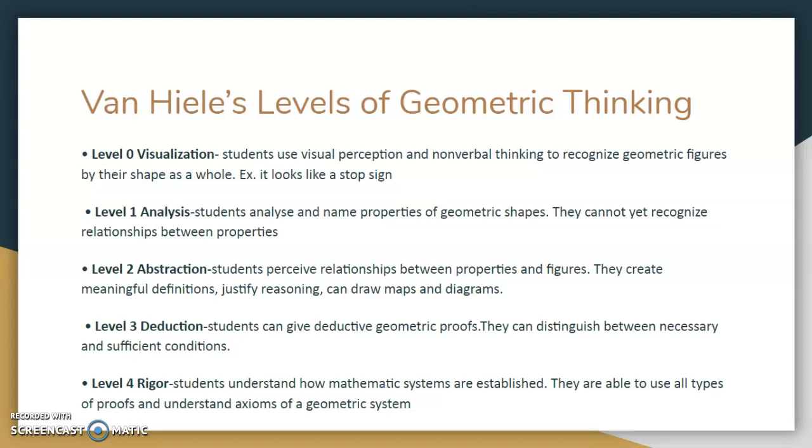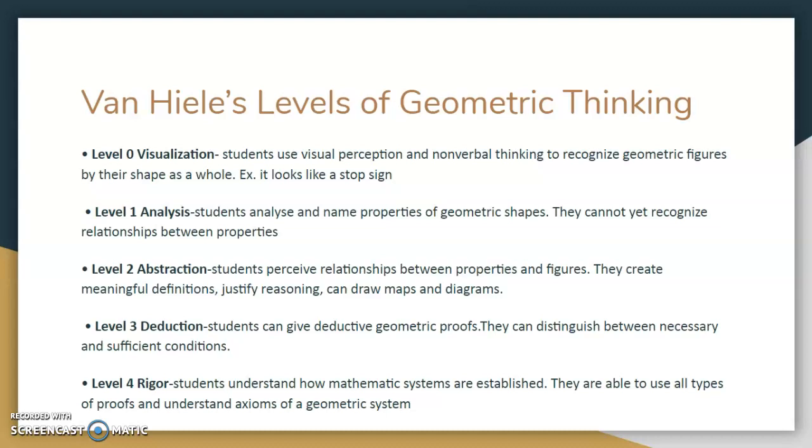At Level 2 abstraction, students perceive relationships between properties and figures. They create meaningful definitions, justify reasoning, and can draw maps and diagrams. At Level 3 deduction, students can give deductive geometric proofs. They can distinguish between necessary and sufficient conditions.